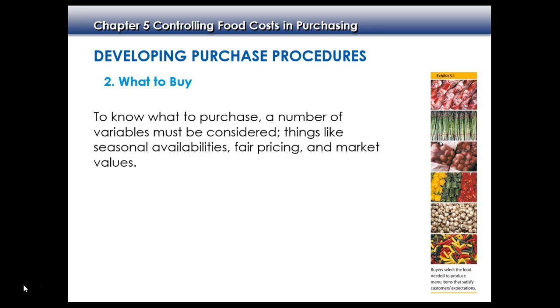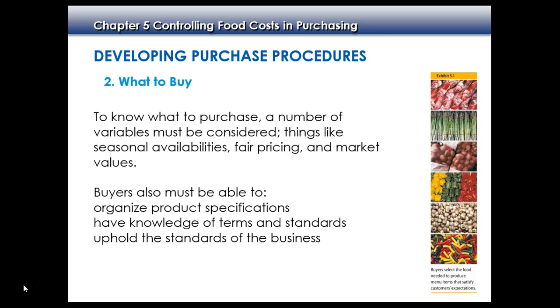Now what to buy. To know what to purchase, a number of variables must be considered. Think about seasonal availabilities, fair pricing, and then the market value as well. Buyers must also be able to organize product specifications, have knowledge of the terms and standards, and uphold the standards of the business as well.